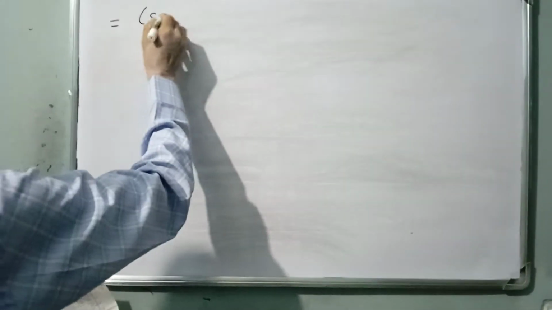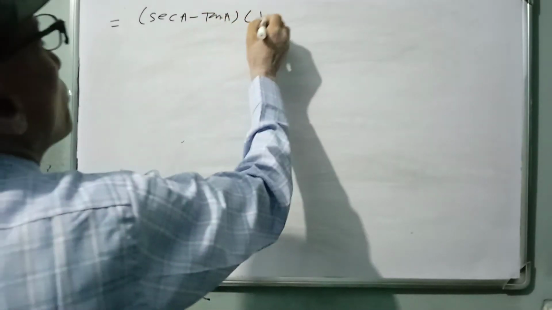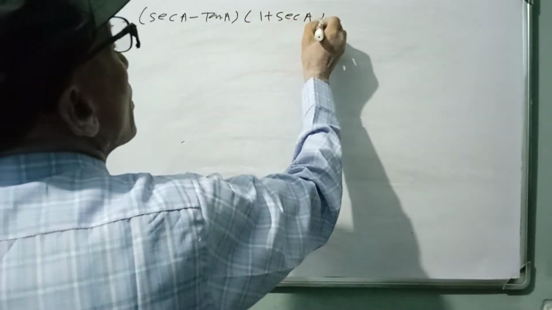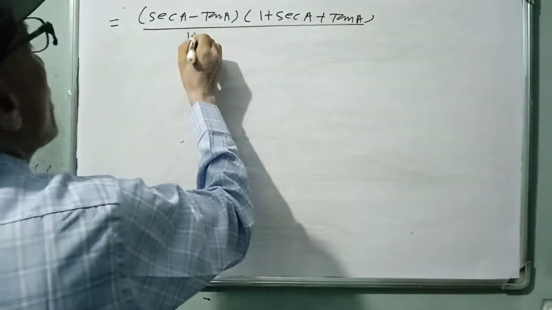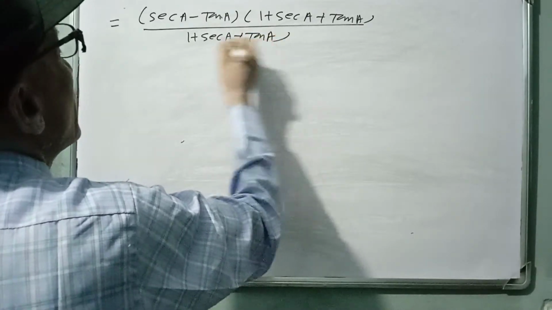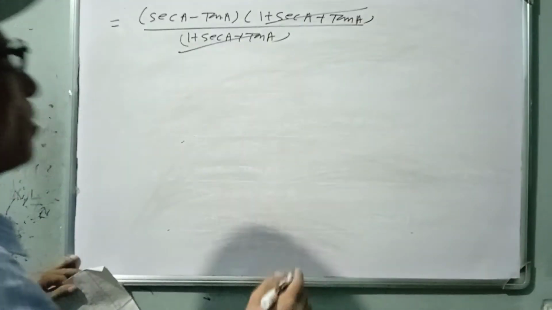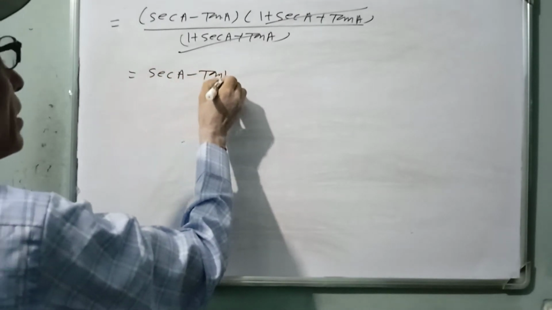What is left? Sec a minus tan a, 1 plus sec a plus tan a upon 1 plus sec a plus tan a. Cancel like terms. What is left? Sec a minus tan a is left.